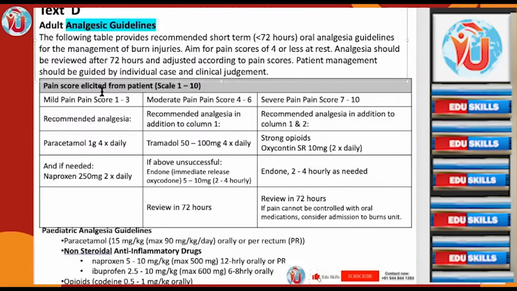Now here you see pain score elicited, mild, moderate, severe. When you have such tables, just look at the top column where you have the subheadings. Mild, moderate. These will be given in the questions. So immediately you can locate the answer. Okay, now here recommended analgesia, paracetamol, and if needed, fix.